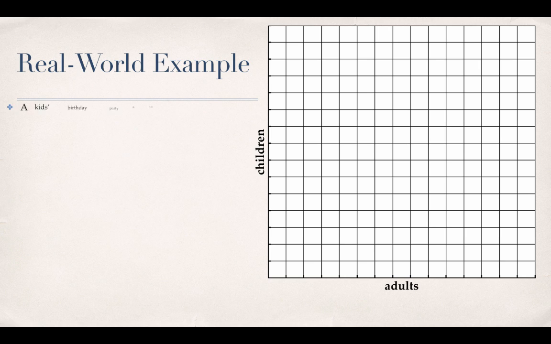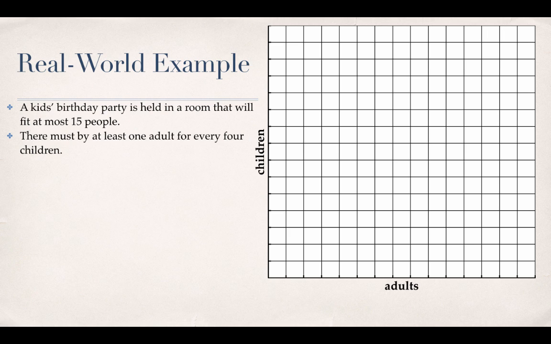So here's a real world example of that. Let's say I have a kid's birthday party. It's held in a room that will fit at most 15 people. And there's got to be at least one adult for every 4 children. So how many children and adults can be in the room? A plus C is at most 15. So you'll notice I have the adults along the bottom, along the x-axis, and I have children along the y-axis. So I'm treating A like x, and I'm treating C like y. The second inequality is that C has to be less than or equal to 4A.